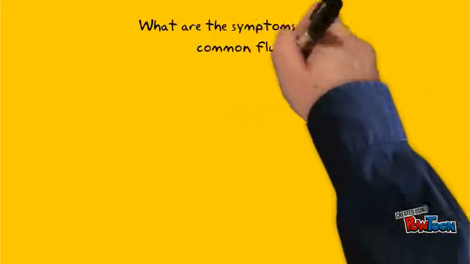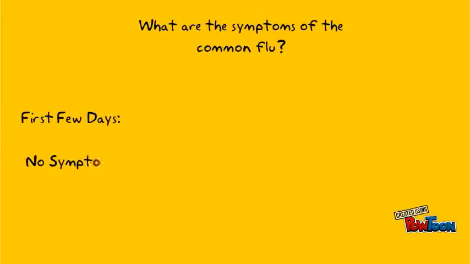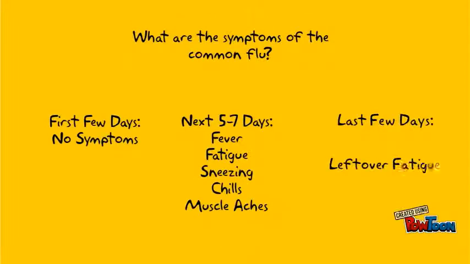What are the symptoms of the common flu? Well, for the first 2 days, you won't have any symptoms. And then for the next 5 to 7 days, you'll experience a very sudden onset of fever, fatigue, sneezing, chills, and muscle and body aches. The last few days, you may still experience some lingering fatigue or sore throat, but the fever and the bulk of the symptoms are gone.